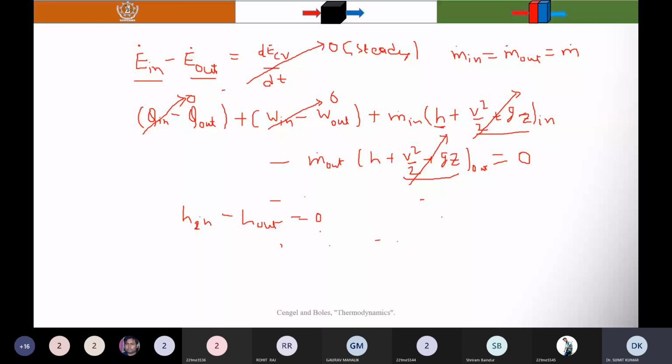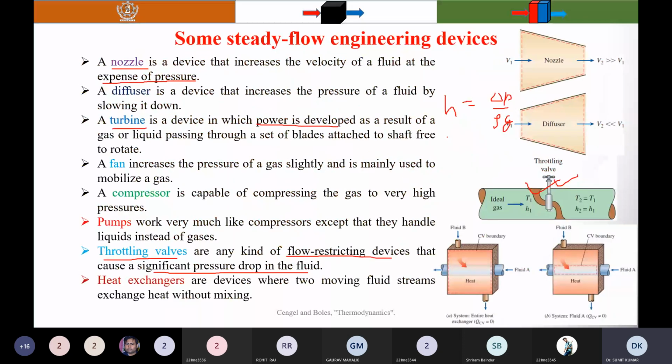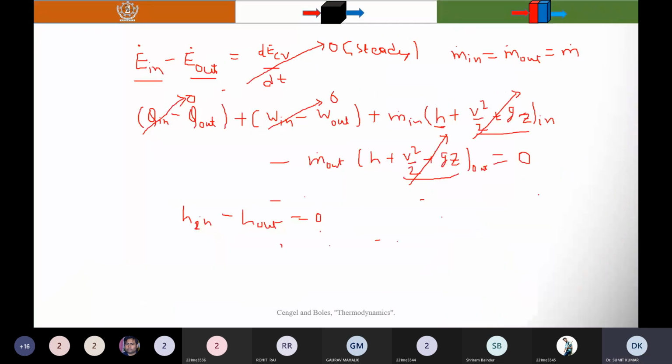So there is a head loss due to the friction and due to some bend or restriction. So this is the pressure drop. So H in minus H out equal to 0. So what do you find? H in is equal to H out. So sometimes this throttling device is called the isenthalpic device. Why? Because here the enthalpy is constant.